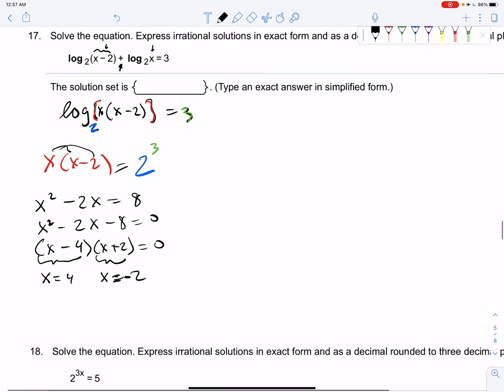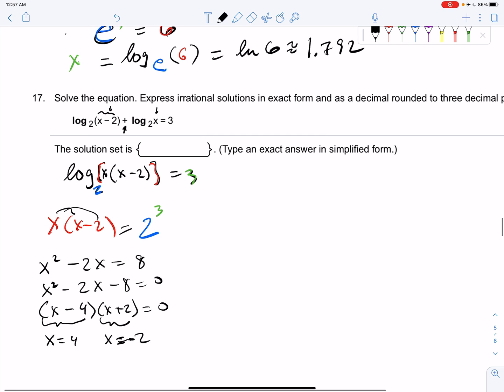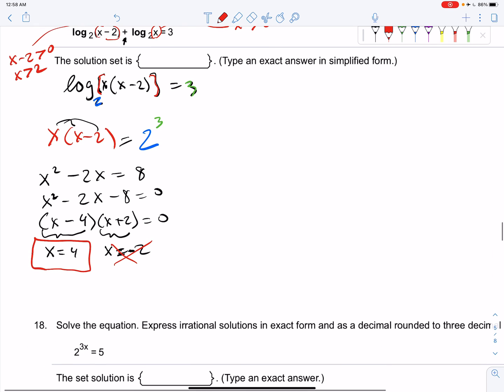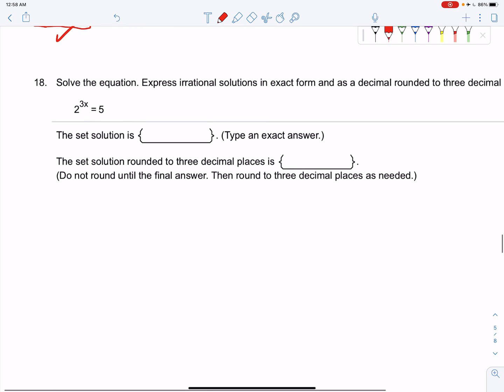And now we better check the original problem, back to looking at the domain of these arguments, right? x must be greater than 0. Whoops, negative 2 already fails there. And look at this one: x minus 2 must be greater than 0, so x must be greater than 2. So negative 2 is rejected, but 4 is a good answer. So 4 is our answer. Thank you very much. Okay, so now go to the next one.